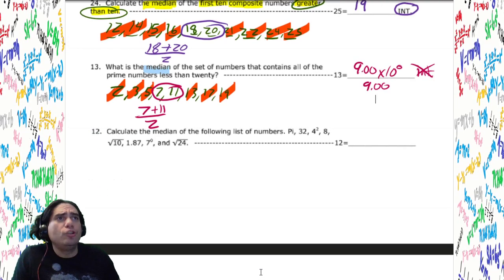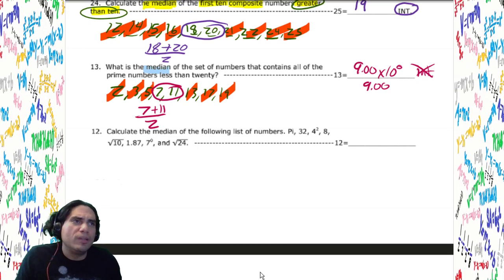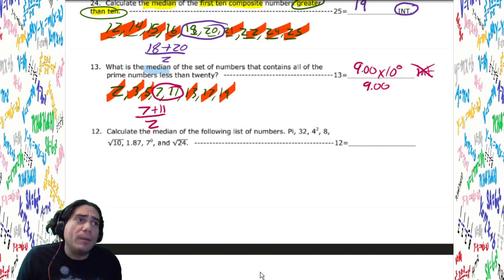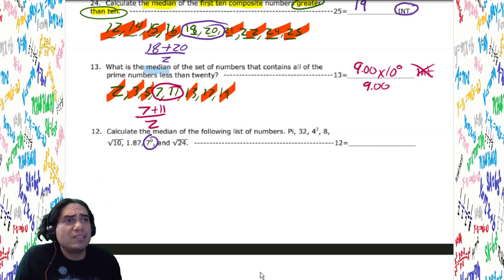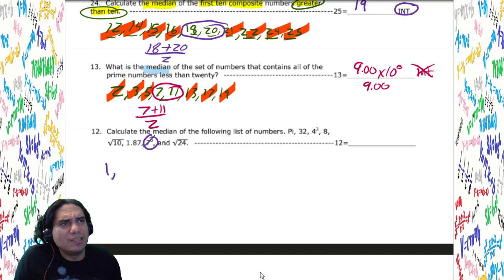So I'm going to do my little number line here. Not necessarily a number line. I'm going to go ahead and write these numbers in order. I'm going to try to. Now, one of them I know is probably going to be first. It's going to be that one. 7 to the 0 is the number 1. So I'm going to put the number 1 down here because that's 7 to the 0, okay?